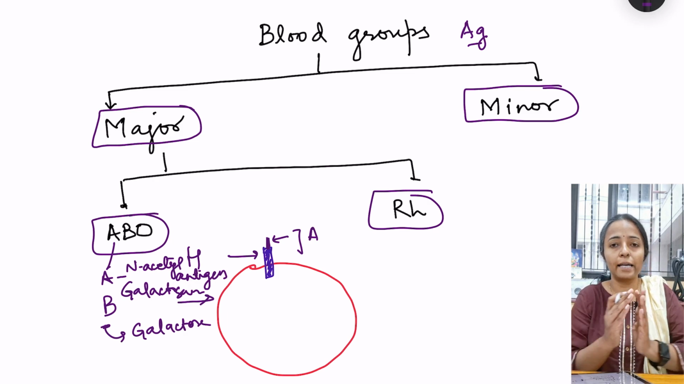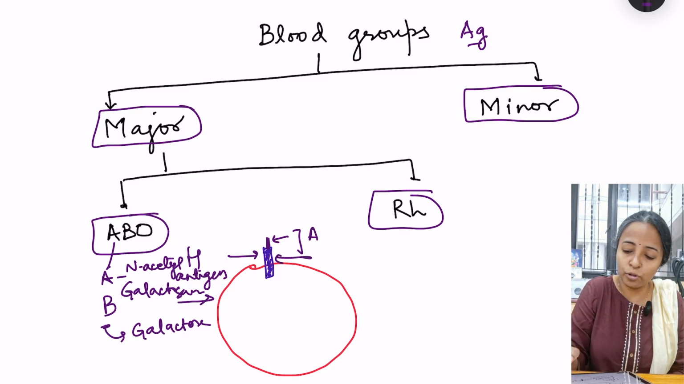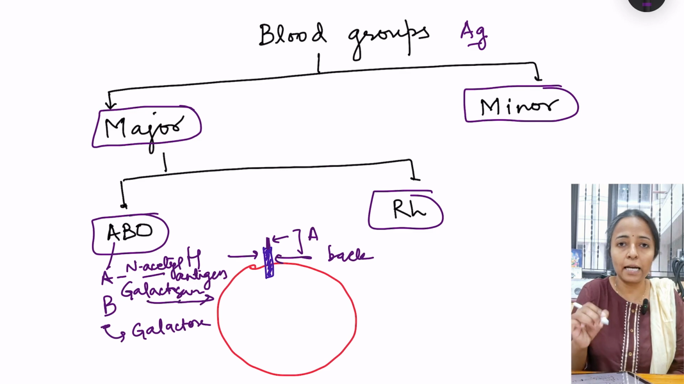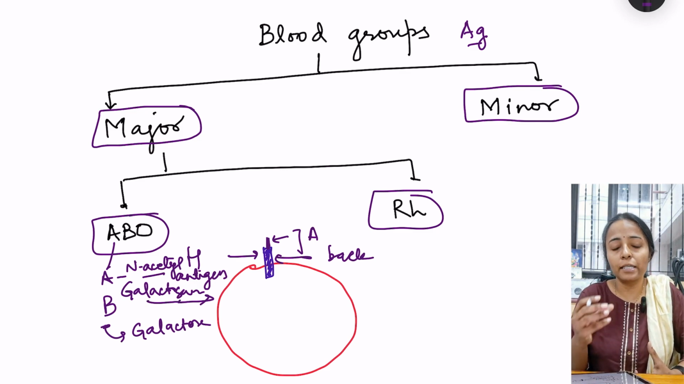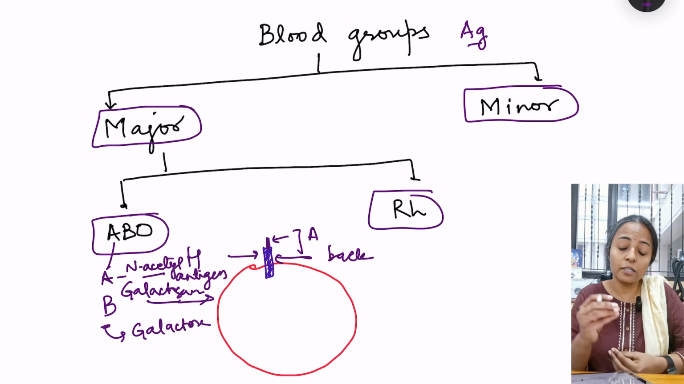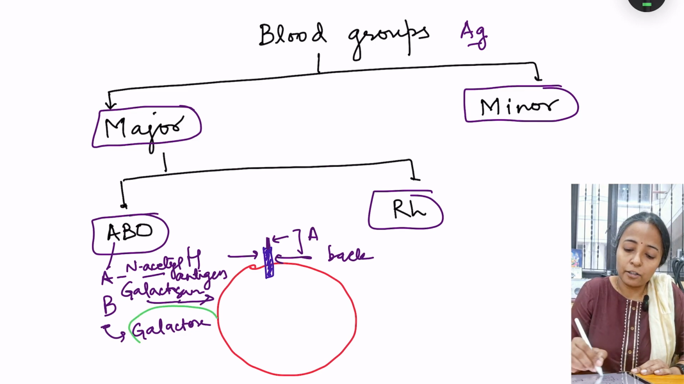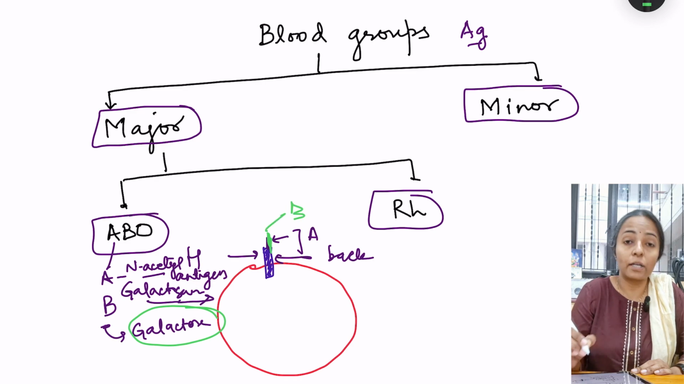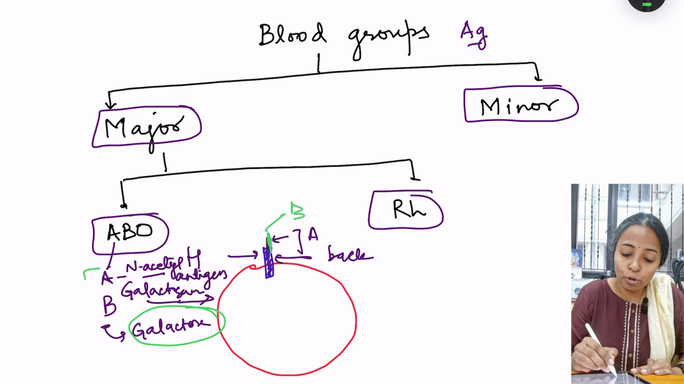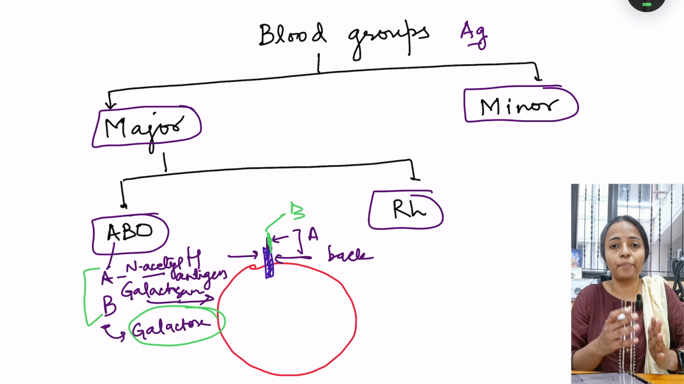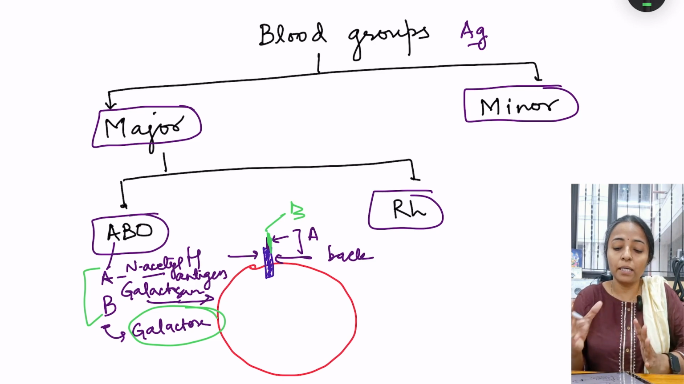So understand, the H antigen forms the backbone over which, if N-acetyl galactosamine is added, that is, an enzyme is present which transfers N-acetyl galactosamine onto this H antigen backbone, that is known as the A antigen. And if galactose is added, that is known as the B antigen. And if both are added, that is known as AB, the presence of both A and B antigens, right?